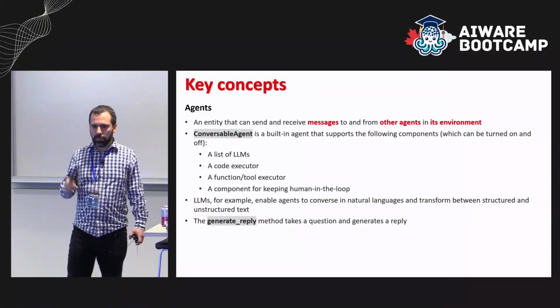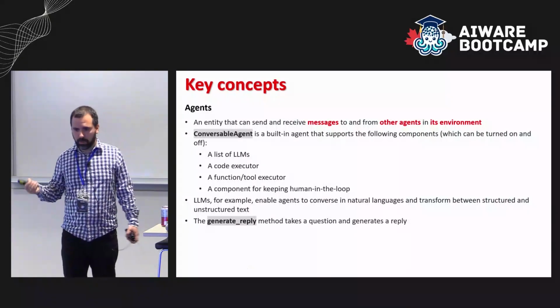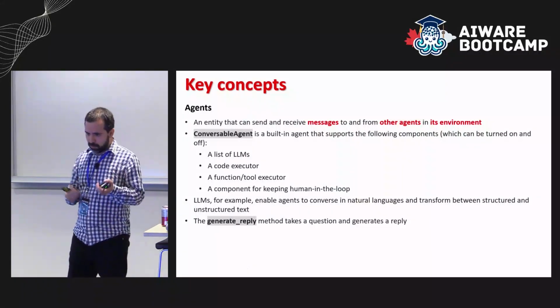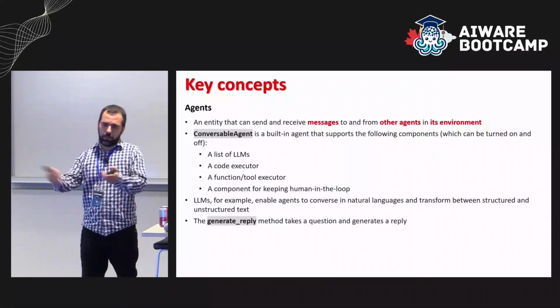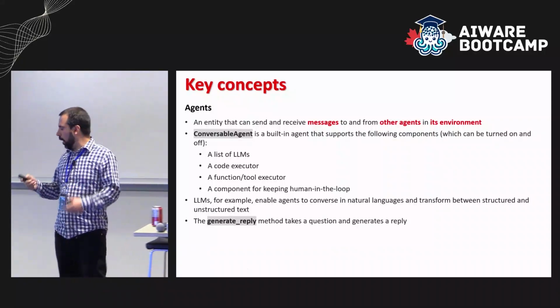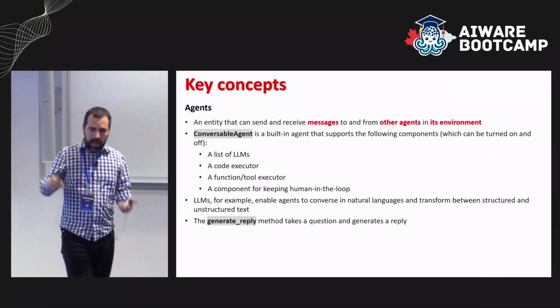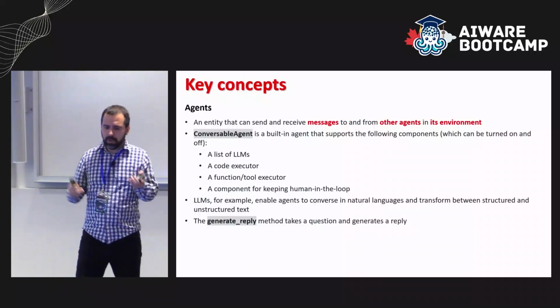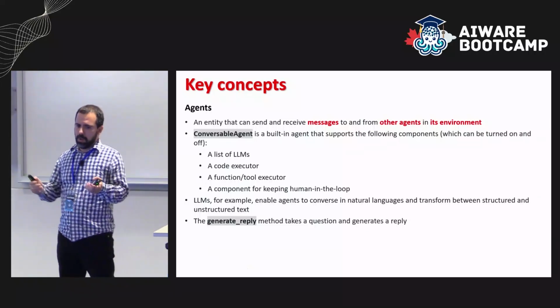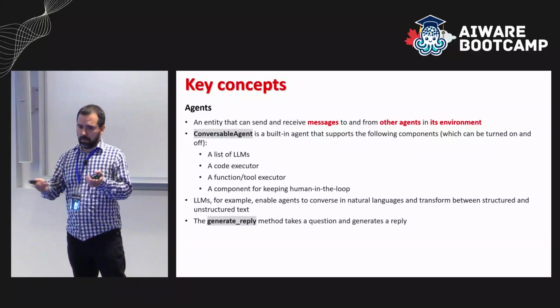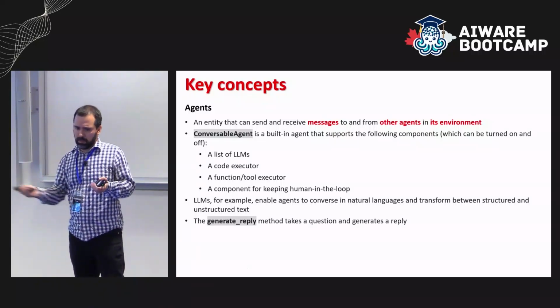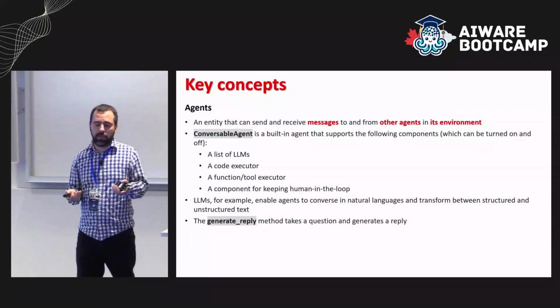Okay, so key concepts, how does it work, right? So, agents. Agents can send and receive messages from other agents in a given environment. And you have this main class, ConversableAgent, and it has these 4 components, basically. It can have one or more LLMs that it's going to be interacting with, using it as the backend, basically.